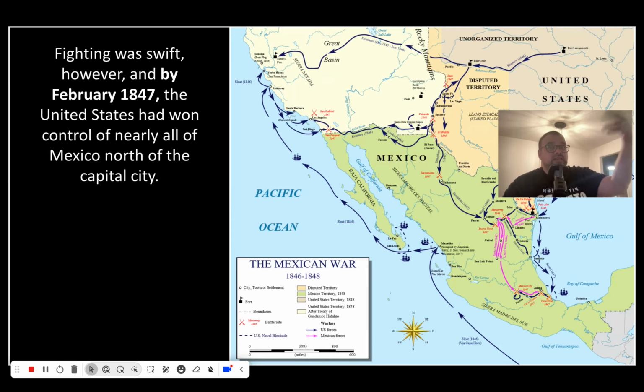Remember, California's next. We see people start going there in 1849, but the United States had taken most of the control of the territory north of the capital city. Okay, and you also see that we used warships, Navy ships as well, to invade some of these territories. So most of this territory north of the capital city was claimed by the United States.